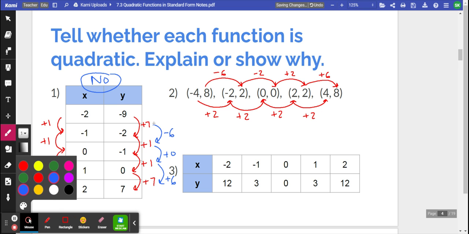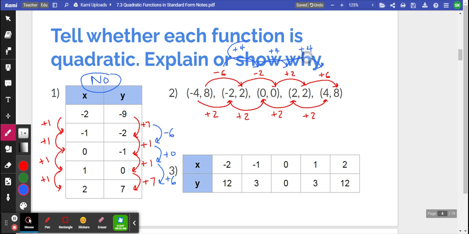But remember, it's not the first differences. We've got to look at the second differences to make sure it's quadratic. From negative 6 to negative 2 is plus 4. And then, hey, another plus 4 and another plus 4. We have constant second differences and a constant rate of change in the x values. So yes, number 2 is quadratic.